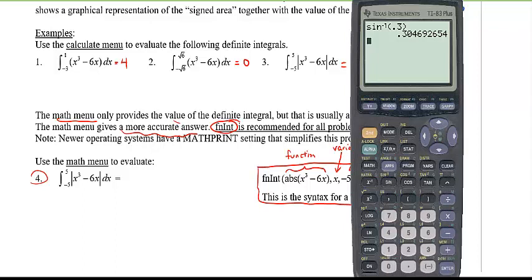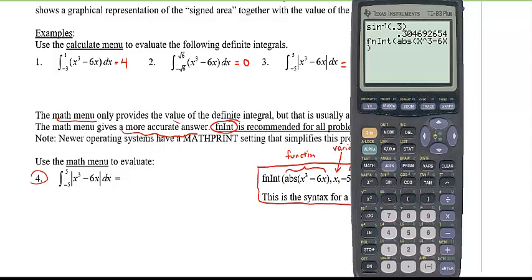Where is this? It's under the math menu, so once again press math, the button under the green alpha key. You're going to have to scroll down to number 9, that's your FNINT. And now let's type in the actual expression, then the variable, then the lower limit, then the upper limit. So the expression, math, choose num, choose number 1, x cubed minus 6x, close the bracket.